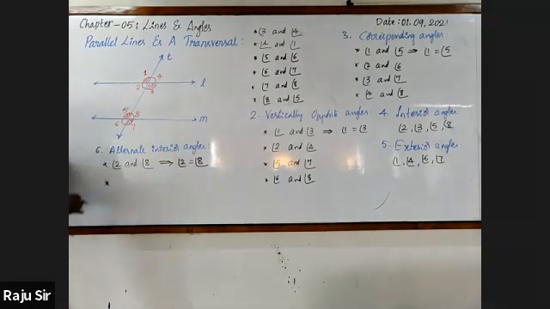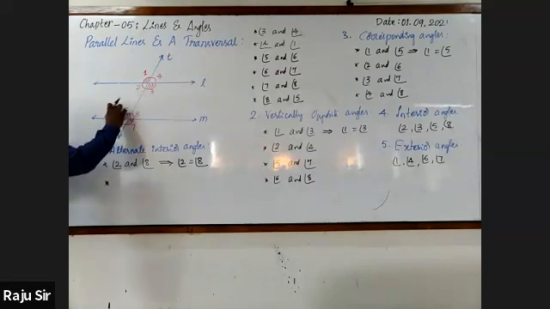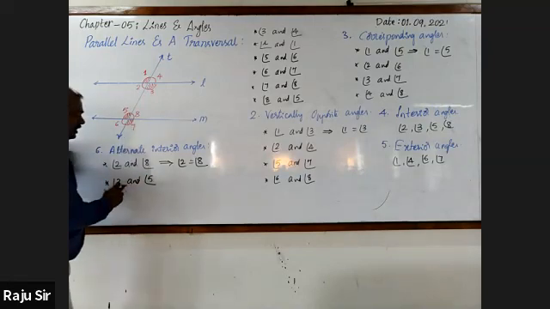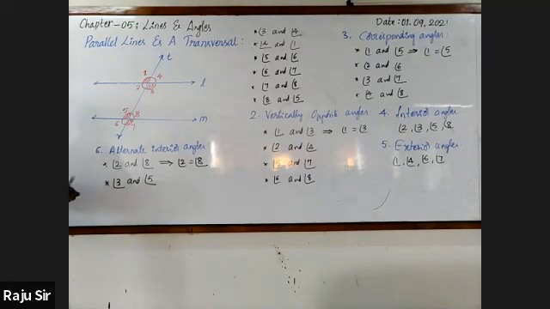Prithviraj, tell the next pair. Angle 3 and angle 5. Right. Angle 3 and angle 5. These two are alternate interior angles. And they are also equal.